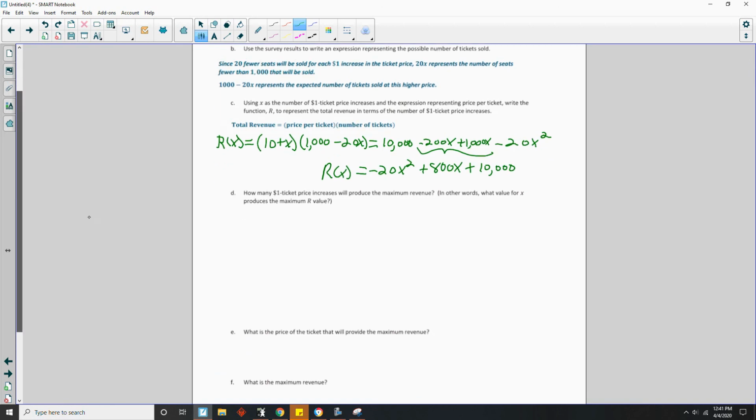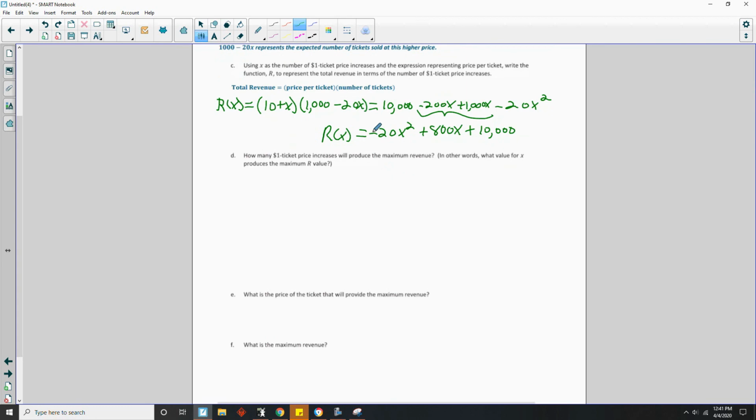Okay, part D. How many $1 ticket price increases will produce the maximum revenue? Okay, so the maximum revenue, remember this is a quadratic, negative a. So let me just draw this little picture here. Okay, there's my parabola. And so this x-axis here would be 0 tickets sold. So there's going to be a point where it'll get so expensive that nobody's going to come. Crickets will be heard. Okay?